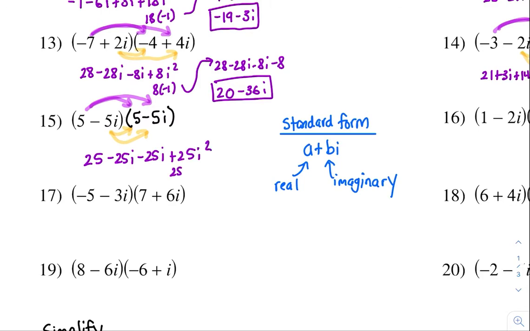But you all know 25i to the second is 25 times negative 1. Simplify, and we get 25 minus 25 is 0. So then we get negative 50i.